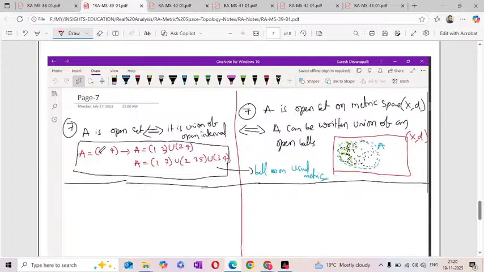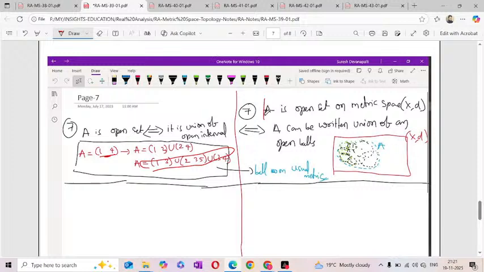For example, A is equal to the open interval (1, 4). That means we can write A as (1, 3) union (2, 4). Similarly, (1, 3) union (2, 3.5) union (3, 4). So these are all open intervals. That means if A is any open set, we can write it as the union of open intervals. The same holds for a metric space.